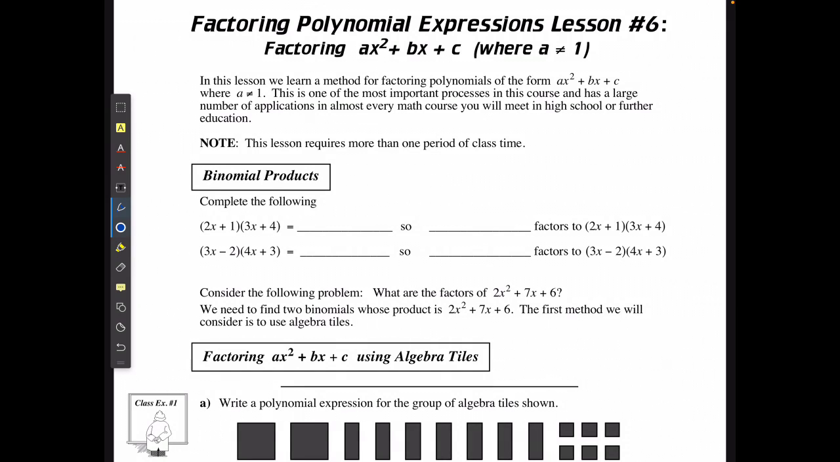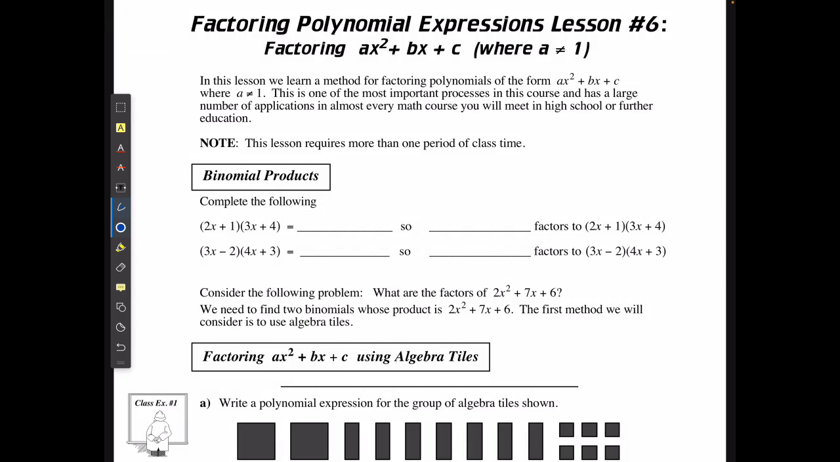All right, for this lesson, we're going to learn one of our most important skills, which is how to factor when our coefficient of x squared is something other than 1. Now, the nice thing is, you can use this same method instead of inspection, even when the coefficient is 1. So if it is a trinomial in the form of something x squared plus something x plus something, this method should always work if it is factorable.